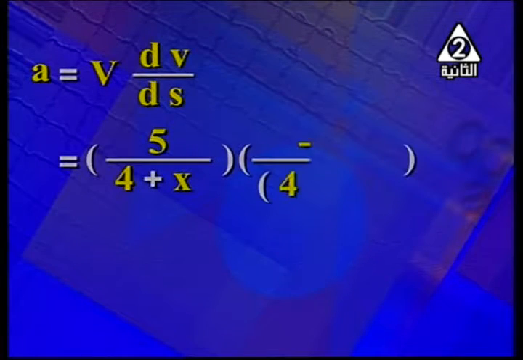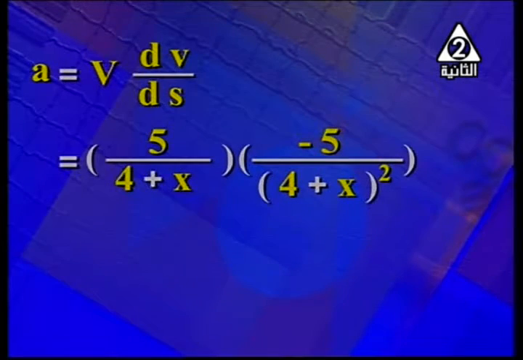dv/ds at a equal v dv/ds. By substitution, v equals 5 over (4 + x), and dv/ds is negative 5 over (4 + x) all to the power 2. Remember, dear student, acceleration is v dv over ds. What do you mean by dv over ds? The derivative of velocity with respect to s.